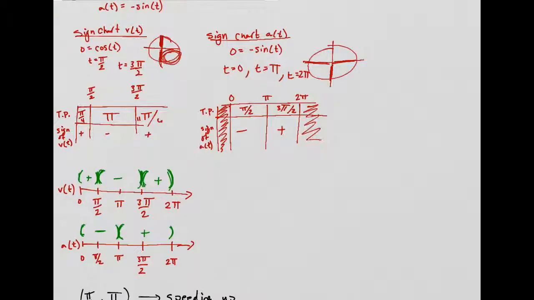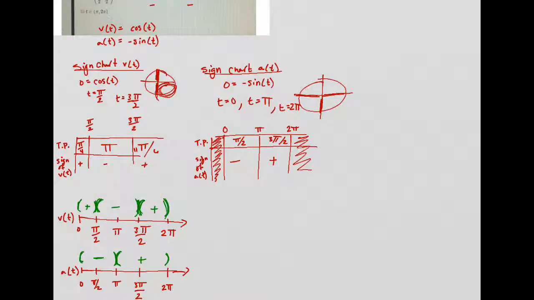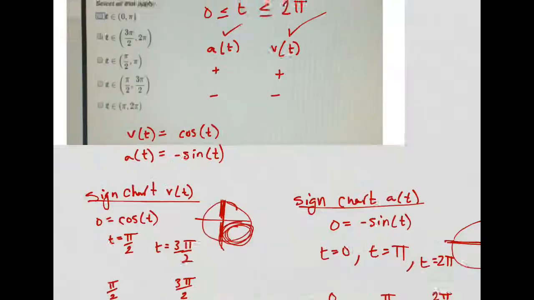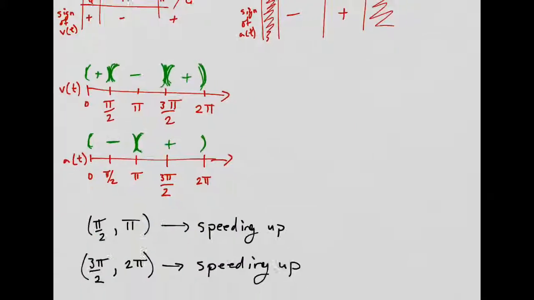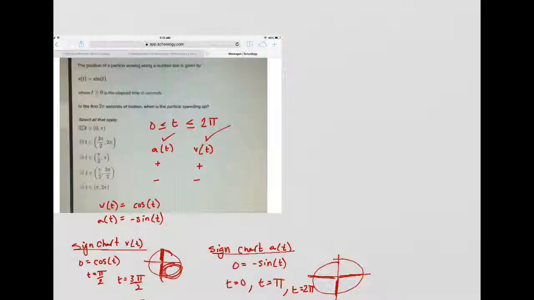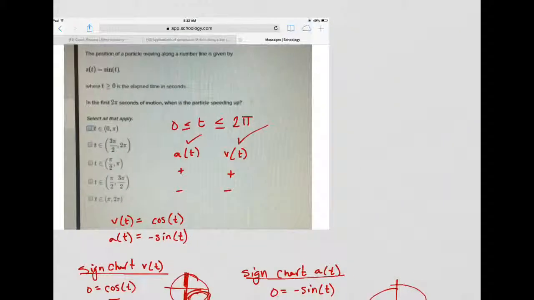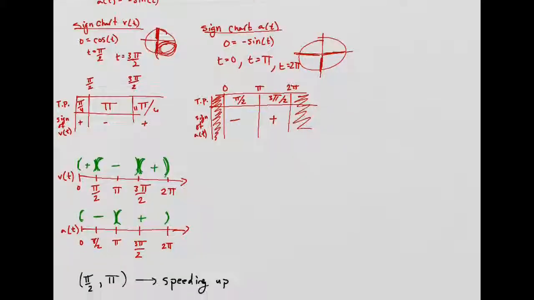So let's see if those are part of our answers. Pi over 2 to pi, and 3 pi over 2 to 2 pi. Both of those are where the particle is speeding up. There we go. Sweet.